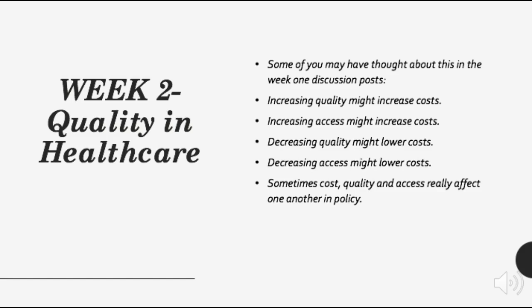Just a note, some of you may have already thought about this, but if you haven't, I'm not going to hide the ball. Cost, quality, and access in terms of policy are all interconnected. For instance, if you increase the quality of healthcare, that's likely to increase costs, just like decreasing access might lower costs. So I'm going to give you other tools for analyzing healthcare throughout the semester. However, these three initial tools, just keep in mind that they're really interconnected.